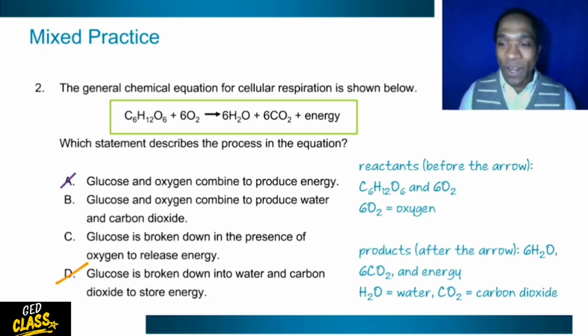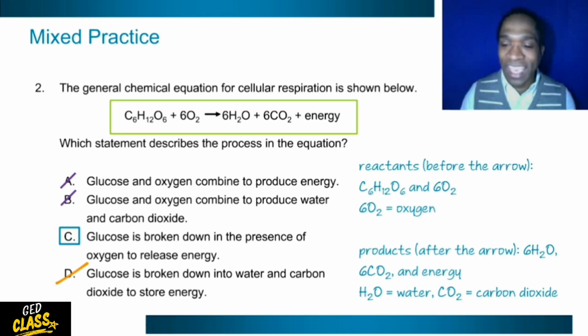In choice B, water and carbon dioxide are mentioned, but energy isn't. So while choice B includes what was missing in choice A, it's still incorrect because it doesn't include energy in any way. Goodbye. And that leaves C as the correct answer.